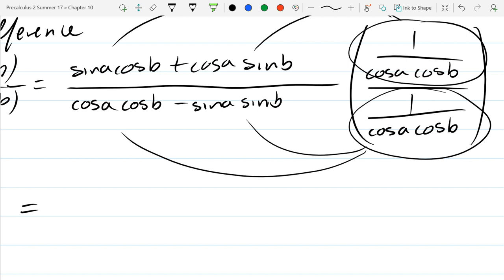So let's see, we got sine A, the cos B is going to cancel, so we have sine A over cos A, plus cos A cancels cos A. We have sine B over cos B.